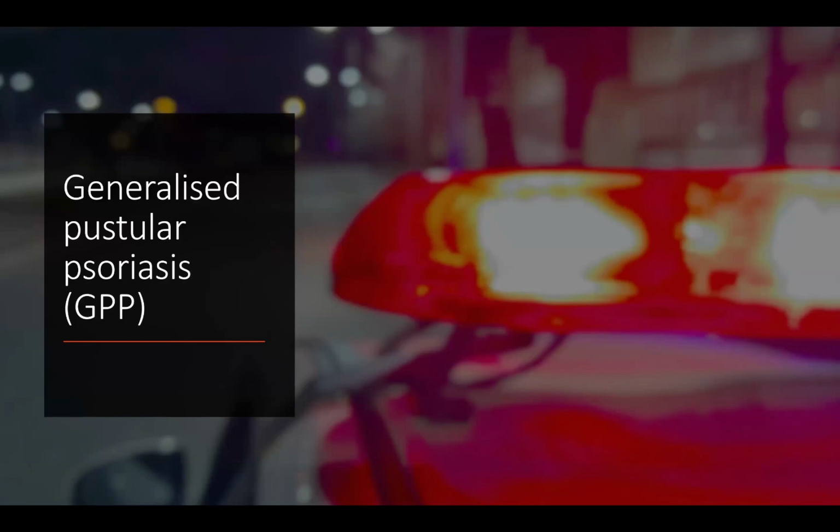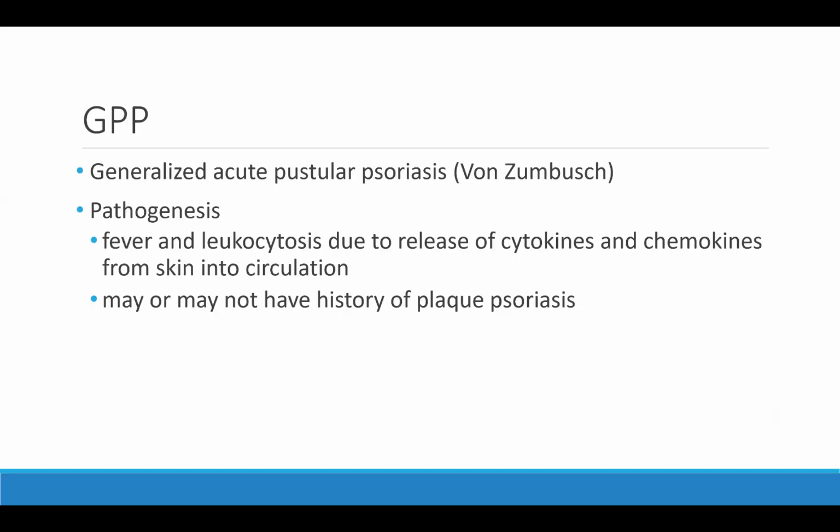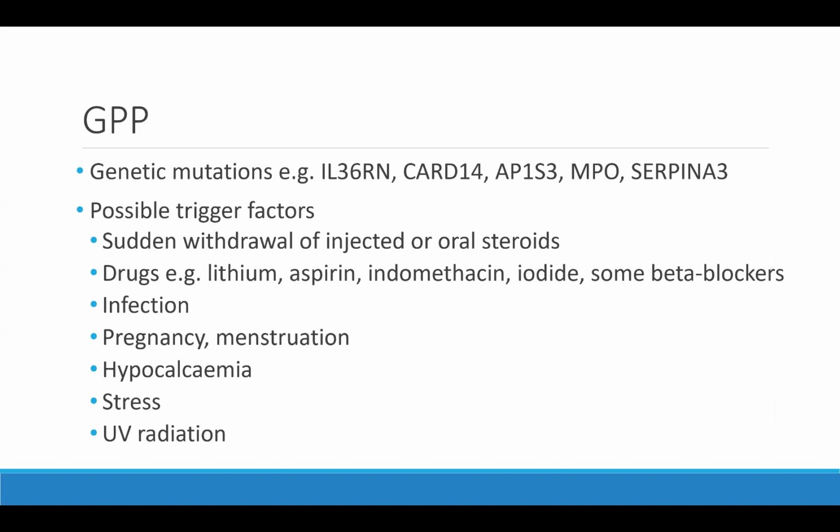Now the next condition is generalized pustular psoriasis, GPP. It is also termed generalized acute pustular psoriasis or von Zumbusch. In pathogenesis, the patients develop fever and leukocytosis due to the release of cytokines and chemokines from the skin into the circulation, and these patients may or may not have a history of plaque psoriasis. It is linked with certain genetic mutations. Of note, interleukin-36RN, and this has been used as a recent treatment target. CARD14, AP1S3, MPO, as well as SERPINA3.